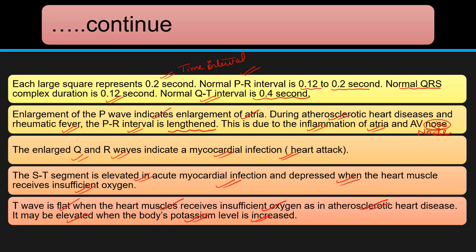The enlarged Q wave, enlarged R wave indicates myocardial infarction or heart attack. Okay. ST segment gets elevated in acute myocardial infarction and depressed when the heart muscles receive insufficient oxygen. T wave is flat when the heart muscles receive insufficient oxygen. In atherosclerotic heart diseases, it may be elevated when body's potassium level is increased. Understood?